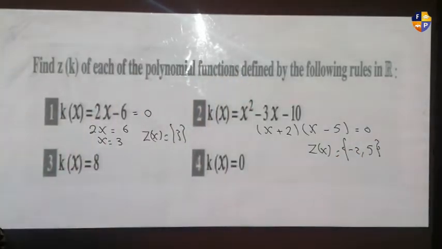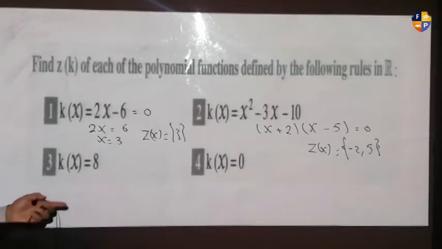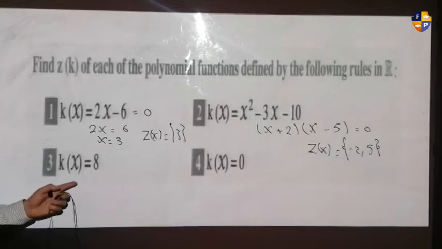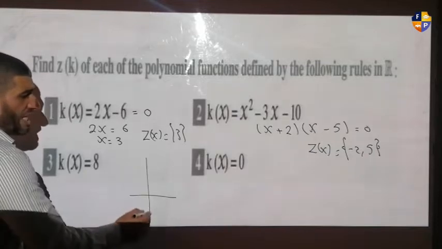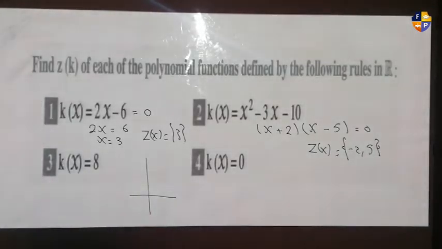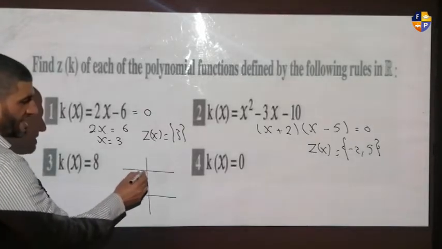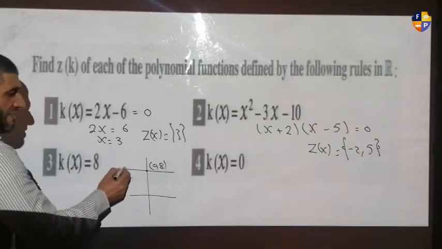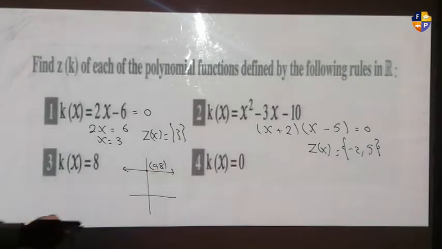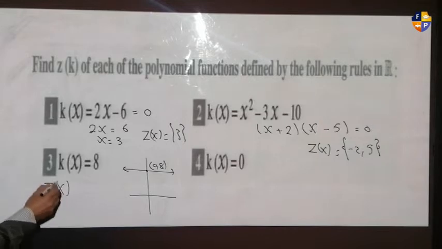Number 3, k(x) equals 8. We can remember that in the first term. How can we draw this function? We can draw this function by a straight line parallel to the x-axis and passing through the y-axis at point 8. This function doesn't intersect the x-axis. There is no zero, z of x equals empty set.